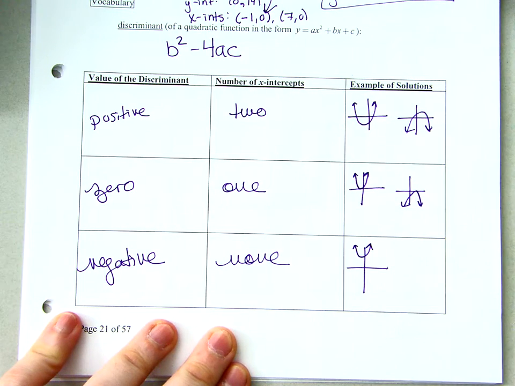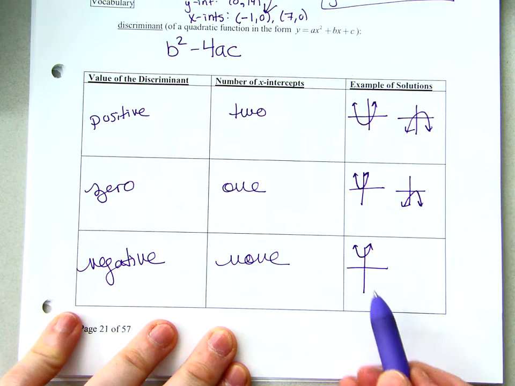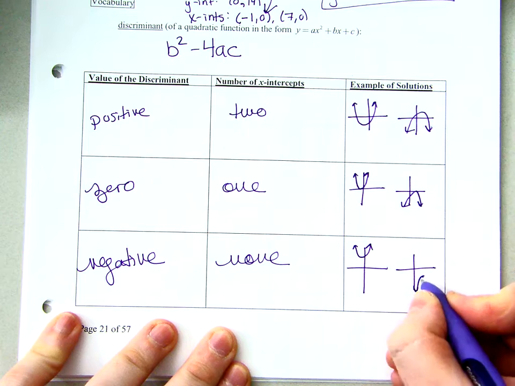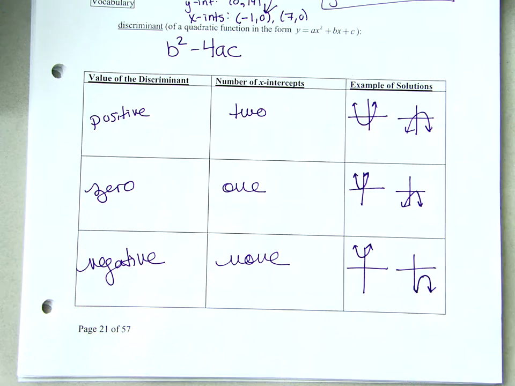Yeah, could be something like this. Actually, mine was in 2 quadrants, but it's still okay. My vertex was above the x-axis and I was going up. I could also have the vertex below here going down. No x-intercepts.